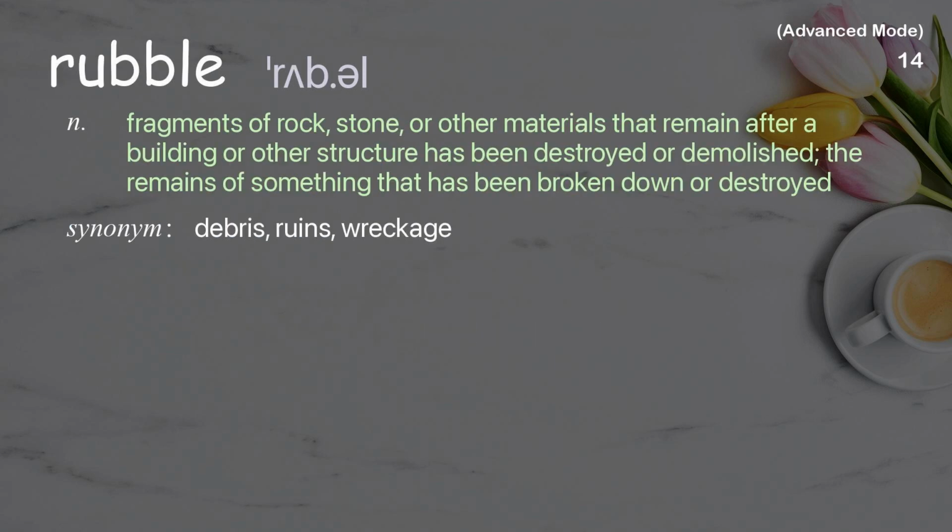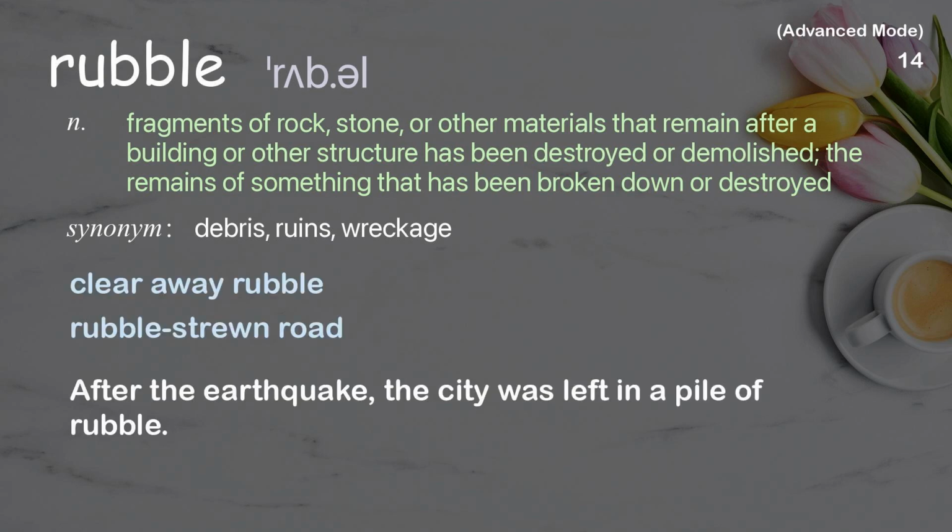Rubble. Fragments of rock, stone, or other materials that remain after a building or other structure has been destroyed or demolished, the remains of something that has been broken down or destroyed. Examples: Clear away rubble. Rubble-strewn road. After the earthquake, the city was left in a pile of rubble.